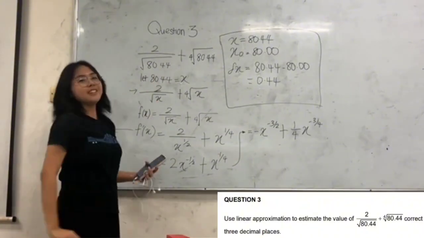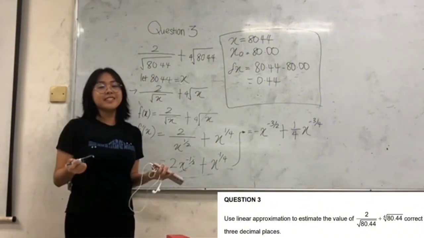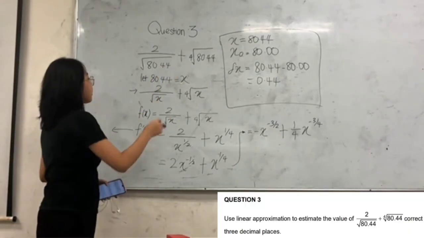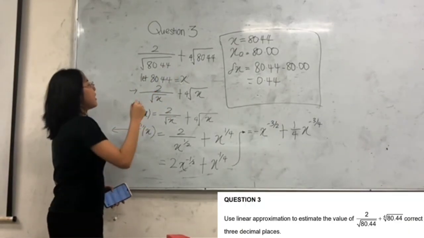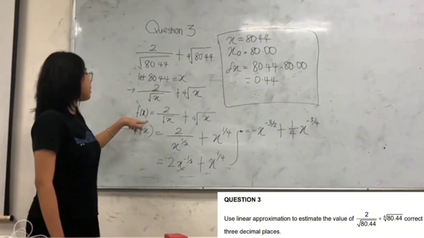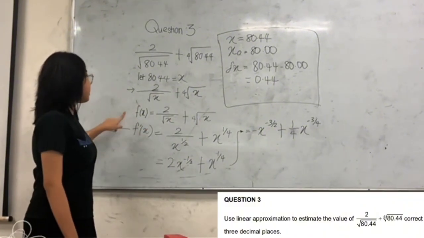Explain question number 3. For question number 3, we need to use linear approximation to find the value of this equation. Before we create a function for this equation, we need to let 80.44 become variable x. So this is how the function looks like. From this function, we differentiate it.